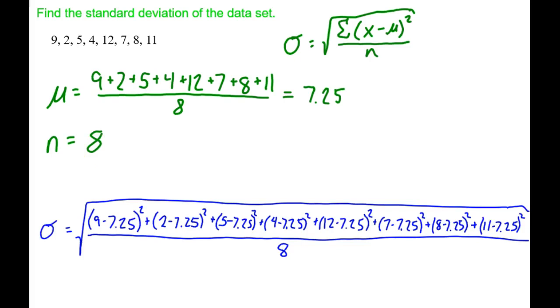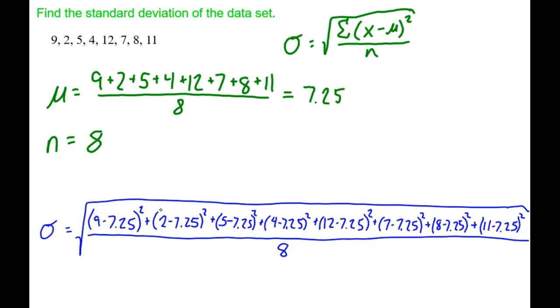Now if we plug in all of our information into our formula for the standard deviation, notice I'm taking each of the points in my data set minus the average and then squaring that quantity. Notice the 9, the 2, the 5, 4, 12, 7, 8, and 11 are the original data points. I'm subtracting the average from each of those data points and then squaring that value. Once we add up all of those, that's what the summation stands for, adding up all those terms. We divide them by the number of terms, which was 8, and then take the square root of that result.